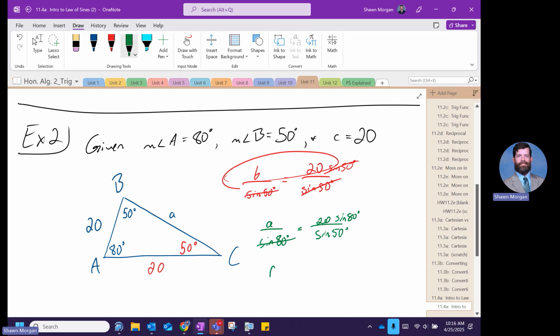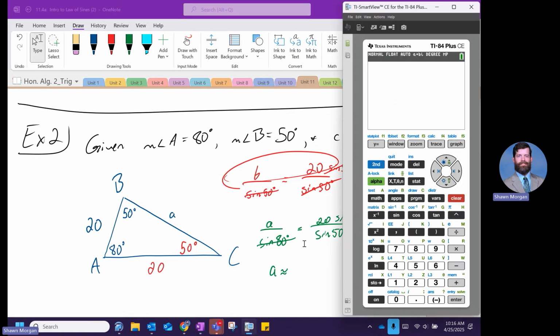And then I got little a, and I need my calculator for this. So little a is what? 20 sine of 80, close parentheses, divided by sine of 50. Now, somebody asked this during the quiz a minute ago. That was a great question. What mode should my calculator be in? Degree mode, because those angle measures are in terms of degrees, and I get 25.7 thereabouts.